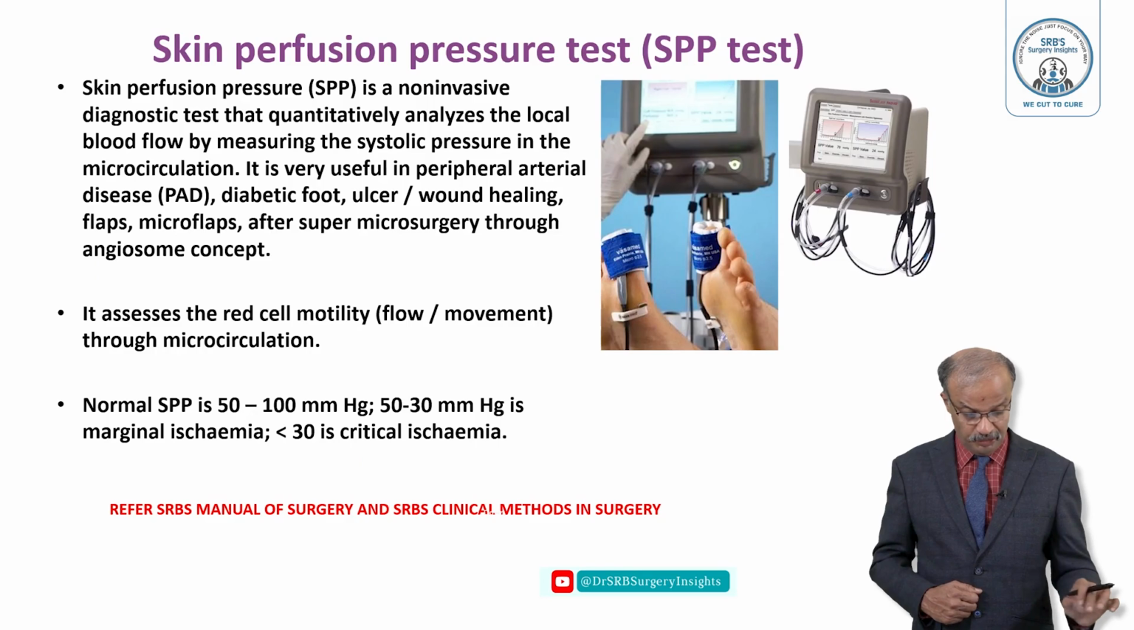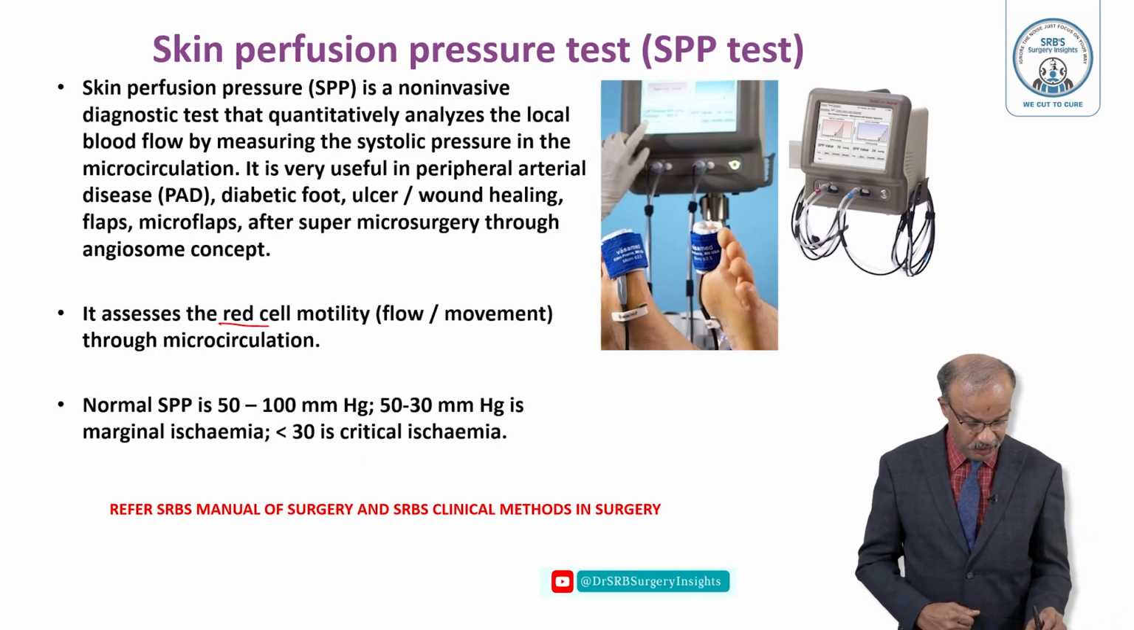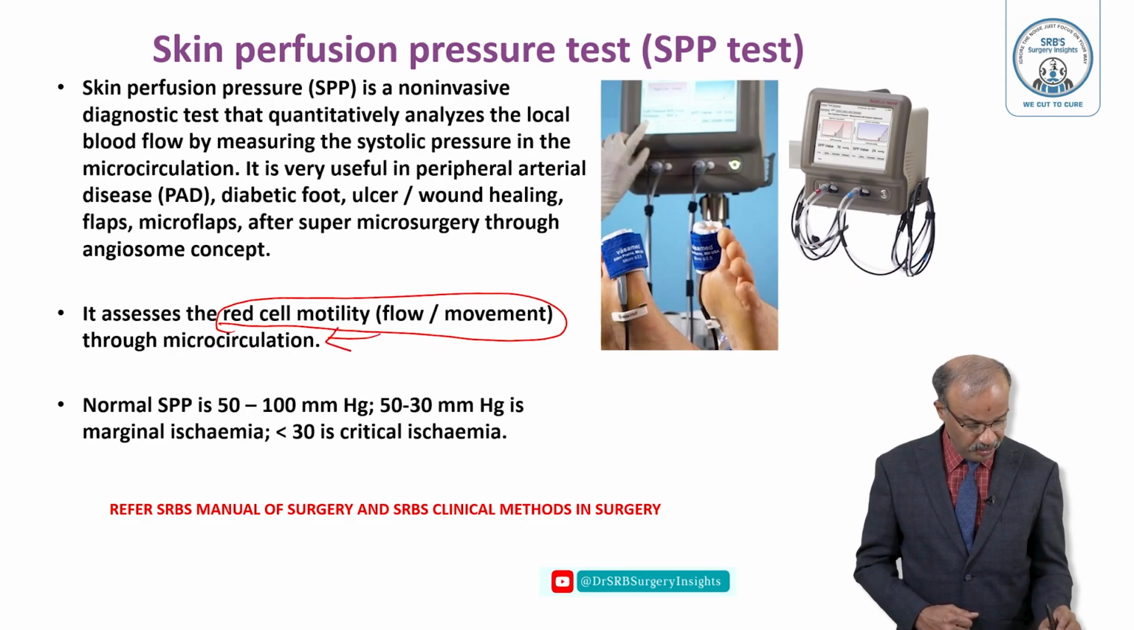So again, this is the skin perfusion test. It assesses the red cell motility. That is the most important principle. So this is related to the microcirculation. So what you are assessing is microcirculation.